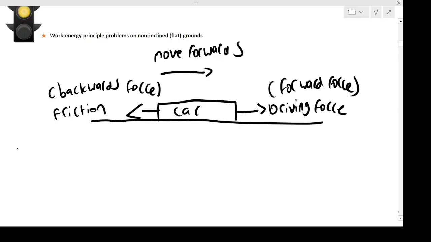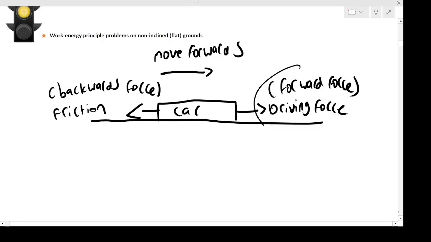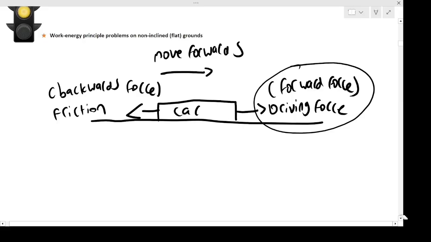So I'm going to look at it because we've got these two types of forces. We've got a forward force and a backwards force. Both of these forces are going to do work, so they're going to transfer energy onto the car. The forwards force is going to put energy onto the car to move it forwards, and then the friction or the backward force is going to put energy on the car to slow it down. So we've got almost a tug of war situation. One force trying to move it forward, one trying to move it back.